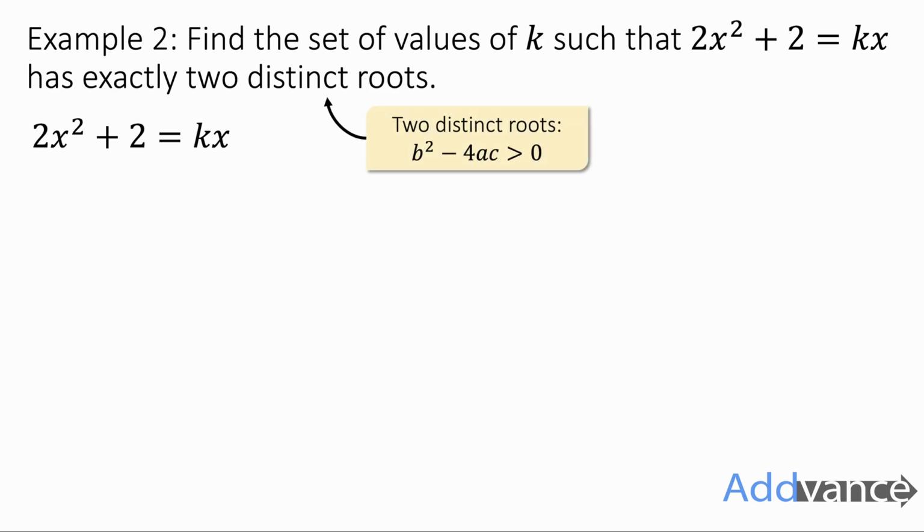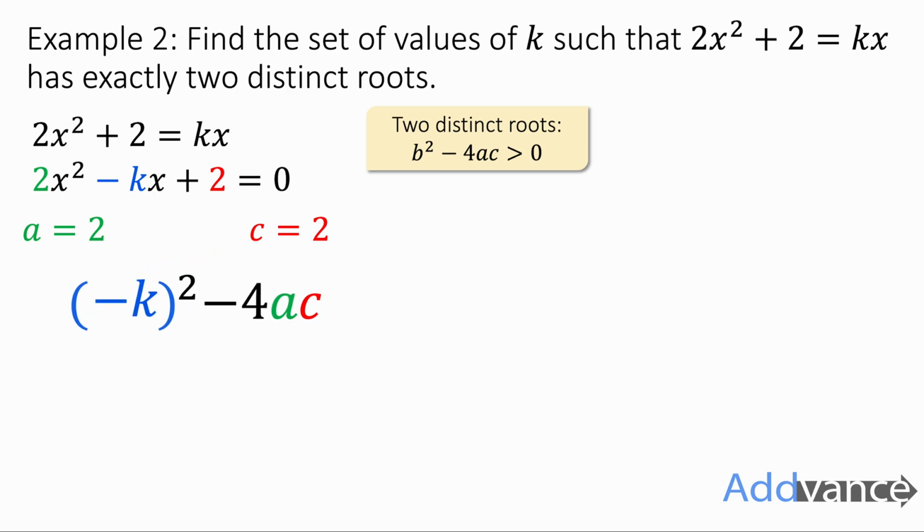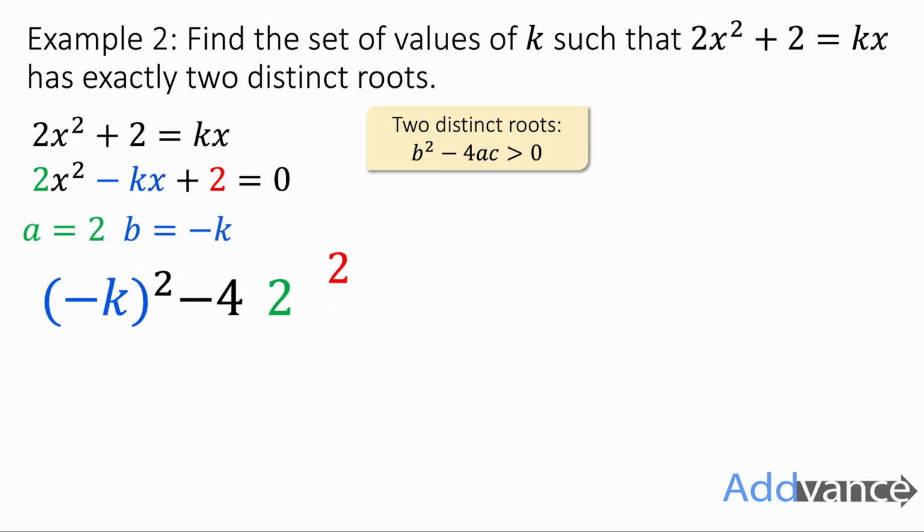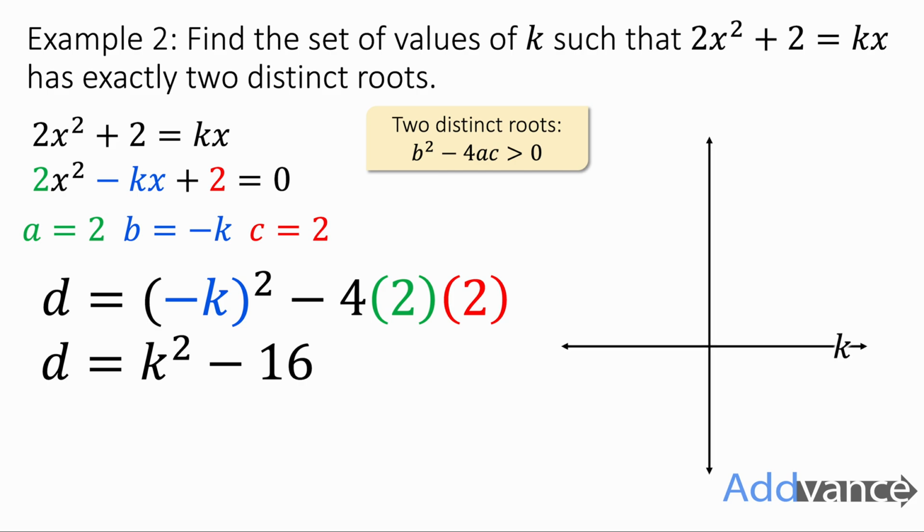We've got 2x squared plus 2 is equal to kx, and we want it to have two distinct roots. That language, two distinct roots, is kind of asking for the discriminant, because it reminds us of the discriminant language. Two distinct roots means the discriminant is more than 0. And so we're going to rearrange the quadratic to be equal to 0, and we're going to write that a is 2, b is minus k, and c is 2, and we substitute those numbers and letters into the discriminant like this. And we get that the discriminant is this, which we want to be more than 0.